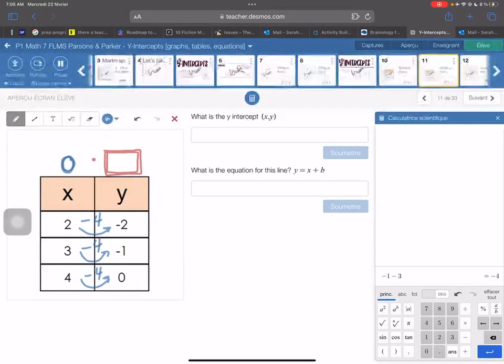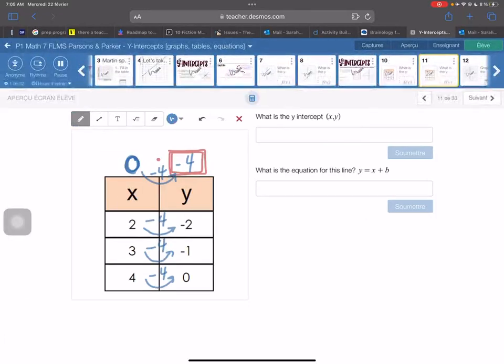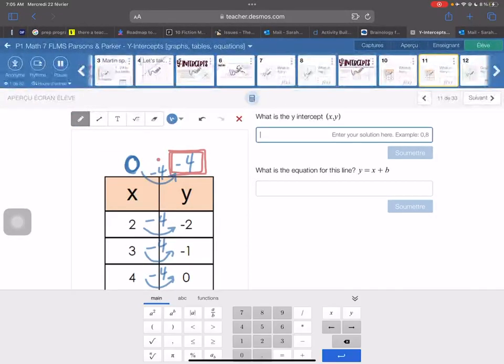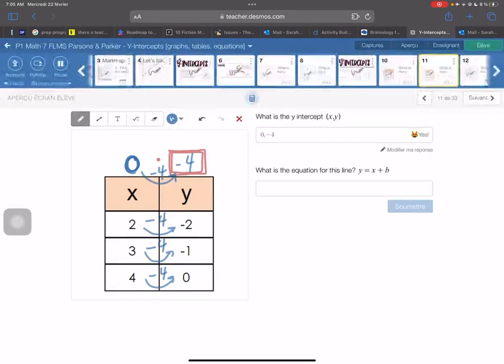So x is going to be 0 at my y-intercept. This value should be minus 4. My y-intercept will be at negative 4. Let's go ahead and type that in. 0, negative 4. That's my answer.